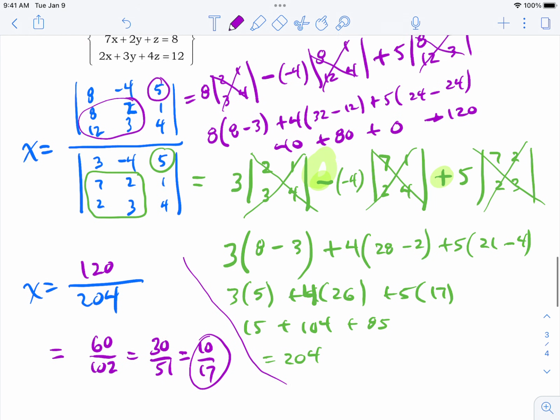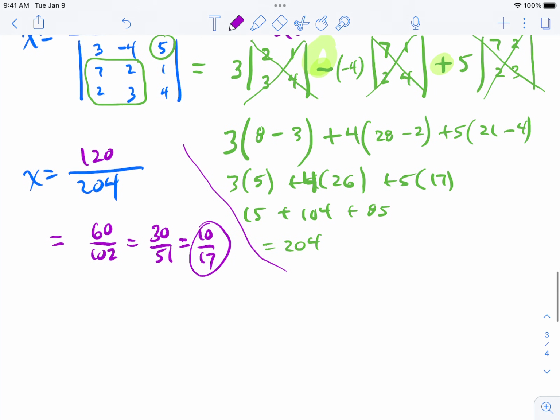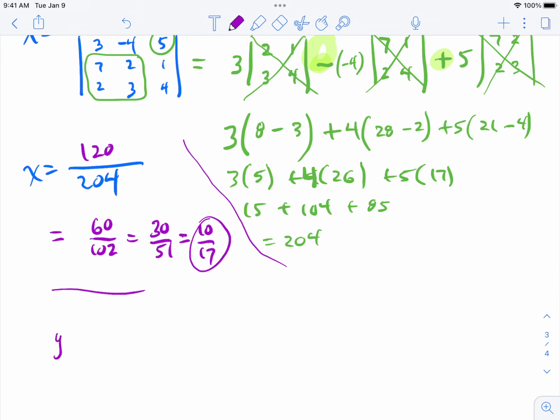So I don't know that we really need to solve for y and z. You do the same things, but if you did want to do this as an exercise, for y you should end up with something that reduces to 16 over 17, and with z you should end up with something that reduces to 2. Okay.